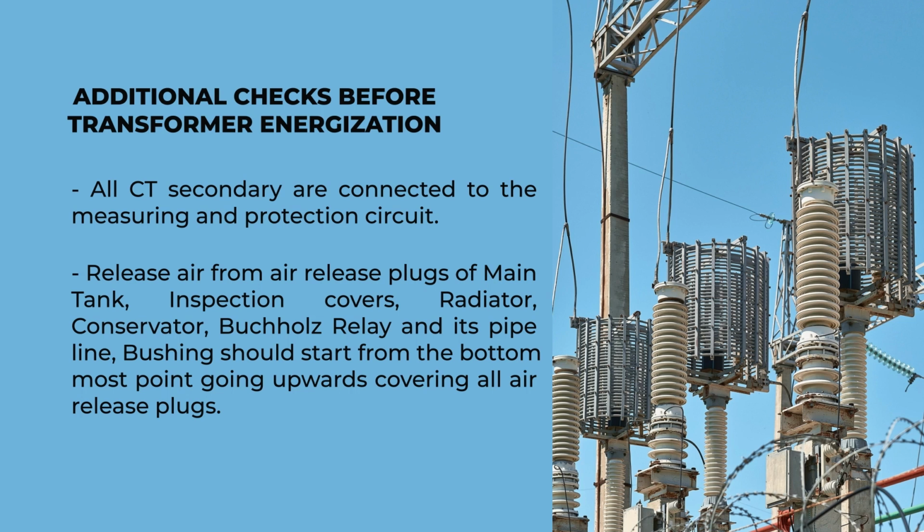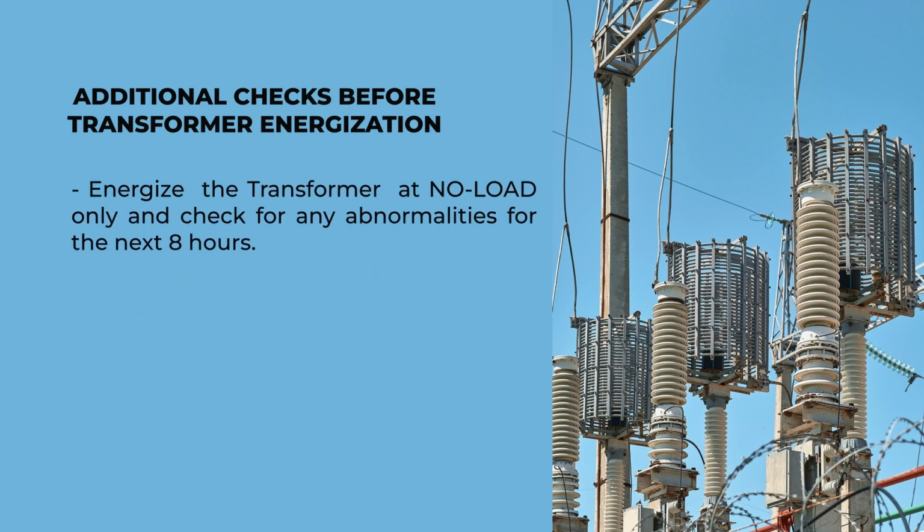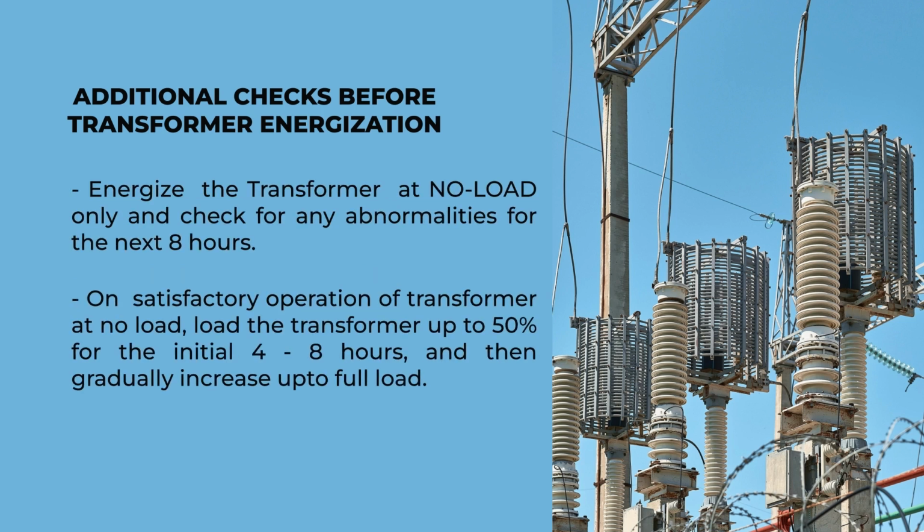Release air from the air release plugs of main tank, inspection covers, radiator, conservator, Buchholz relay and its pipeline. You can do this by tapping on the transformer tanks. Bushing should start from the bottommost point going upwards, covering all air release plugs. Energize the transformer at no load only and check for any abnormalities for the next 8 hours.